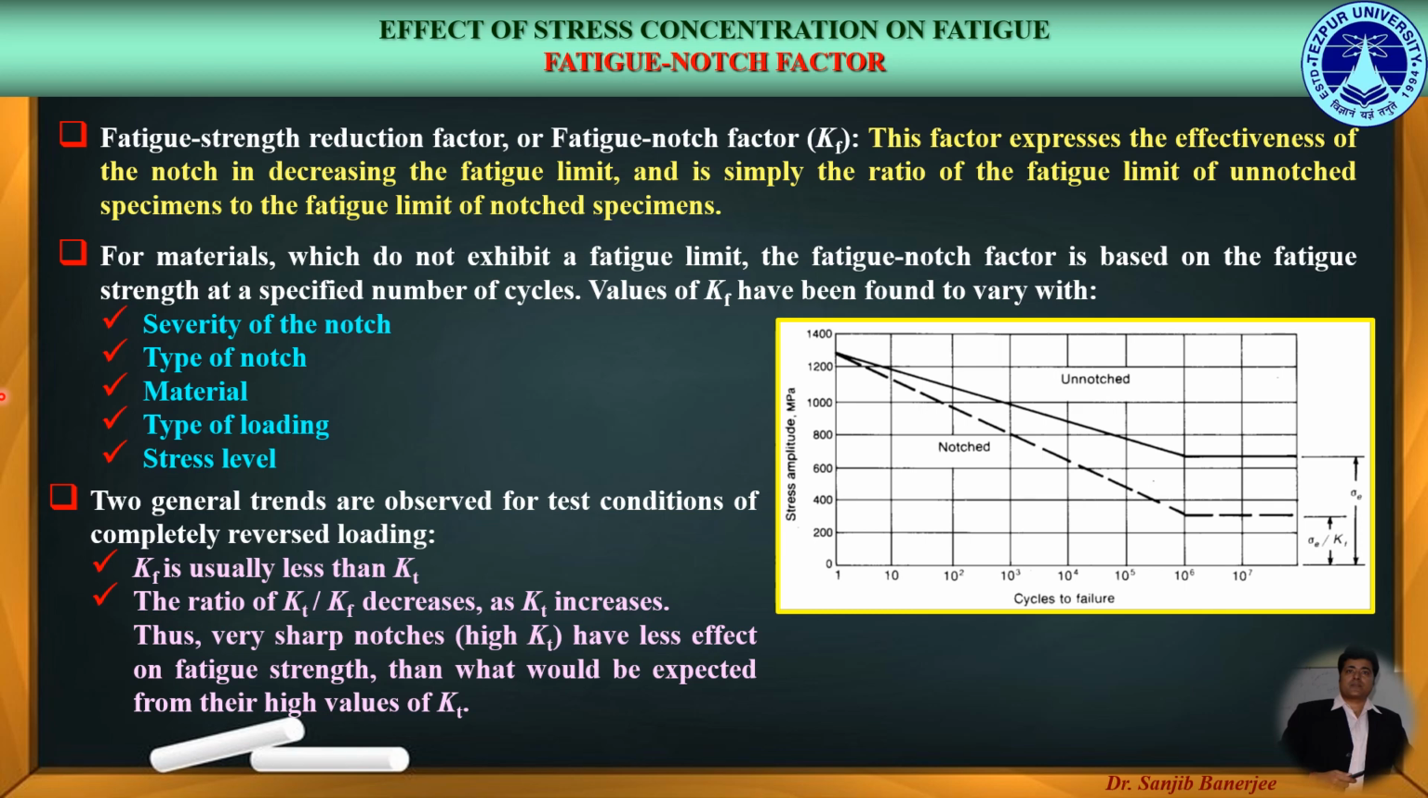Here, the fatigue notch factor or Kf is simply the ratio of the fatigue limit of an unnotched specimen to the fatigue limit of a notched specimen. Now, for materials which do not exhibit a fatigue limit, the fatigue notch factor is based on the fatigue strength at a specified number of cycles, as we have studied in the earlier sections.